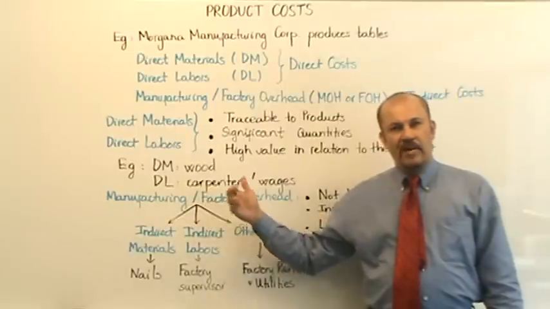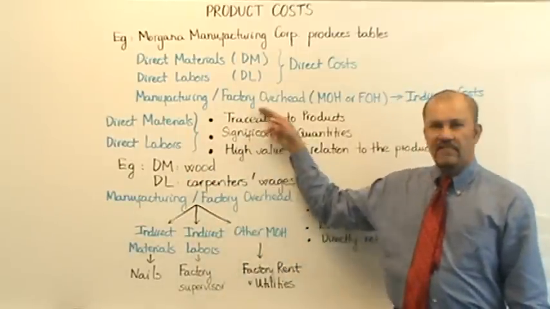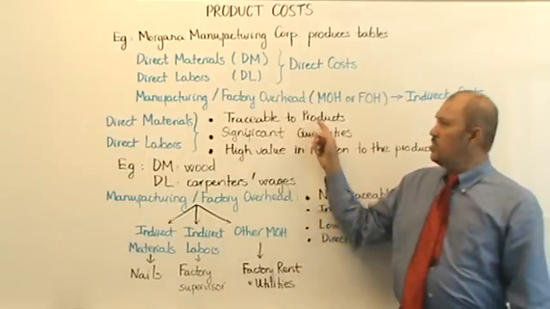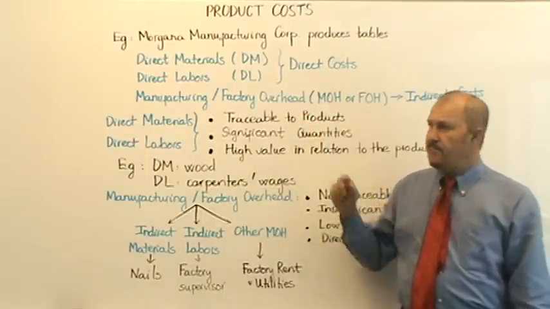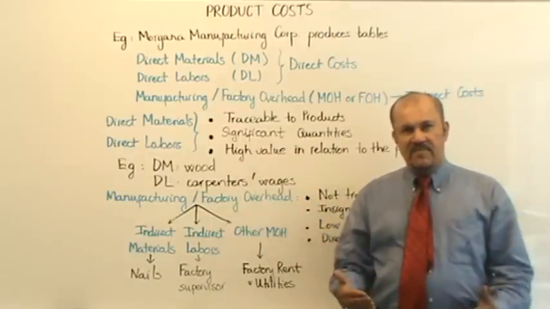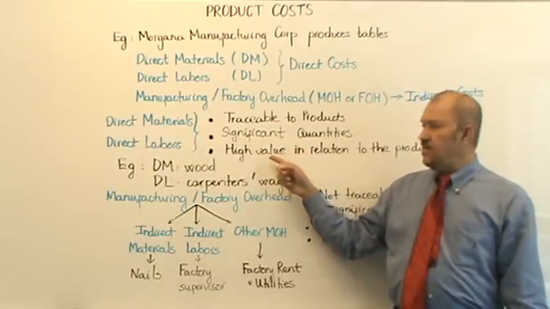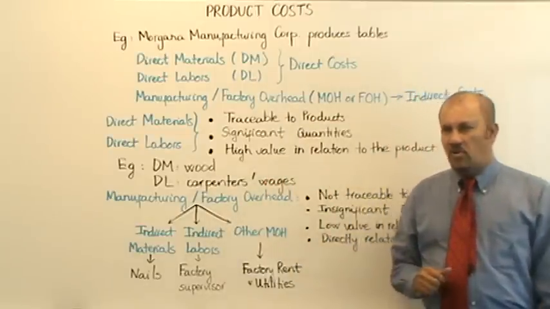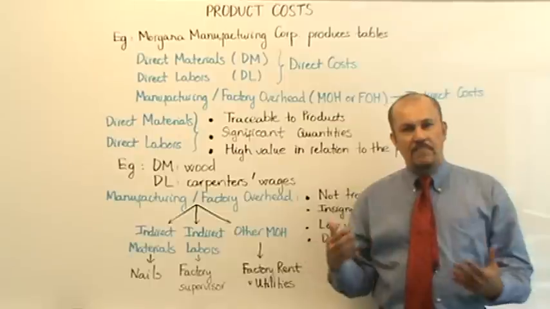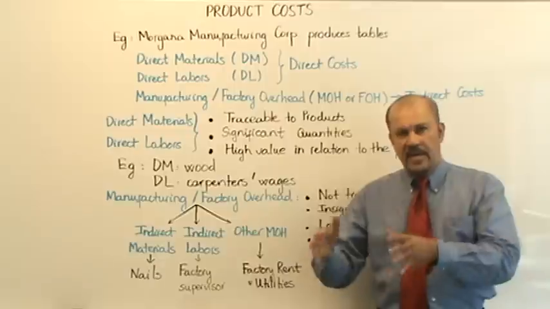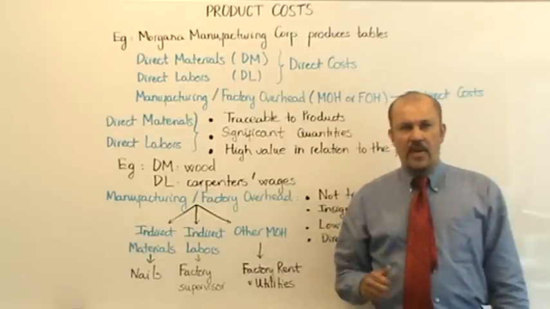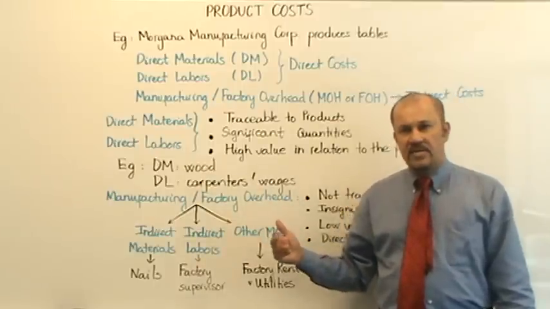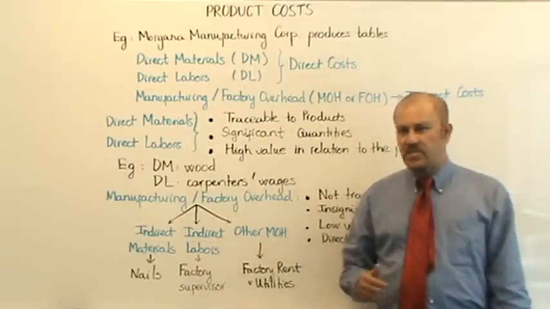Next, we'll look at the direct labor component, and direct labor also follows the same pattern. That is, the direct labor can be directly traced to the product being manufactured, the table. The direct labor is in significant quantities of the product, and the direct labor value is relatively high in relation to the final product cost. An example of a direct labor would be carpenters' wages. So you have carpenters that are actually producing these tables, and all of their wages would normally be classified as direct labor.